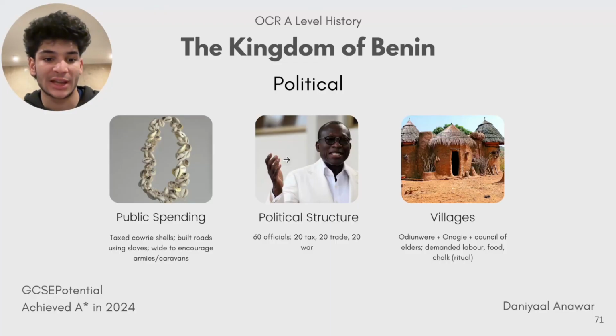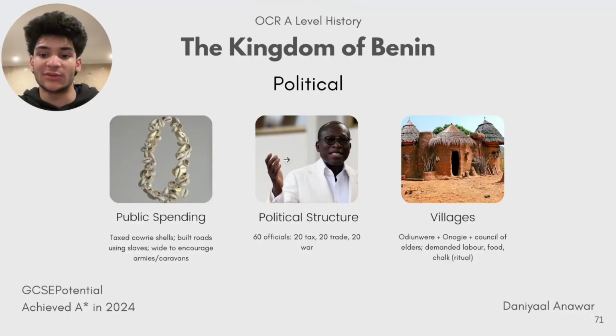Then, as well as that, caravans were like for basically traders who were coming into Benin, so the roads were really wide, so traders could come with a lot of goods. Second point, political structure. There were 60 different officials within Benin. 20 were dedicated to working on tax, 20 were dedicated to working on trade, and 20 were dedicated to working on war. So those 60 people made up like the officials within Benin and working for the Oba.